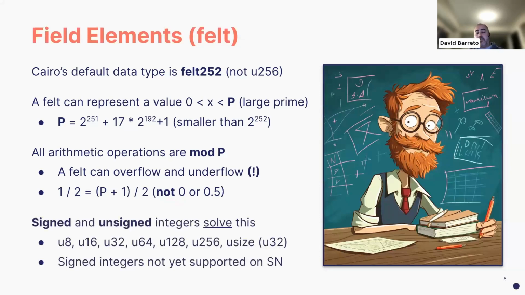So of course, that will be confusing for you as a developer. So Cairo also supports signed and unsigned integers that actually solve both of these issues.